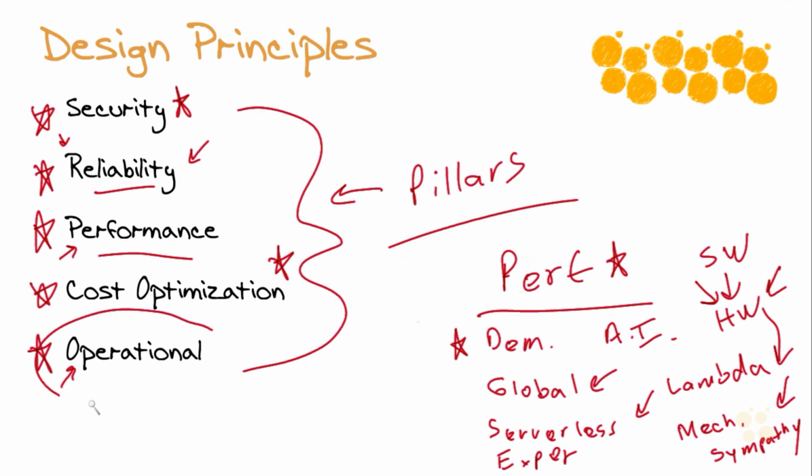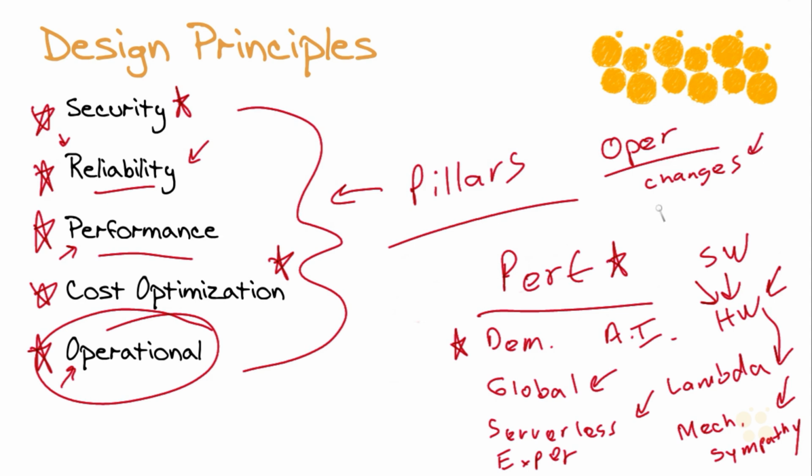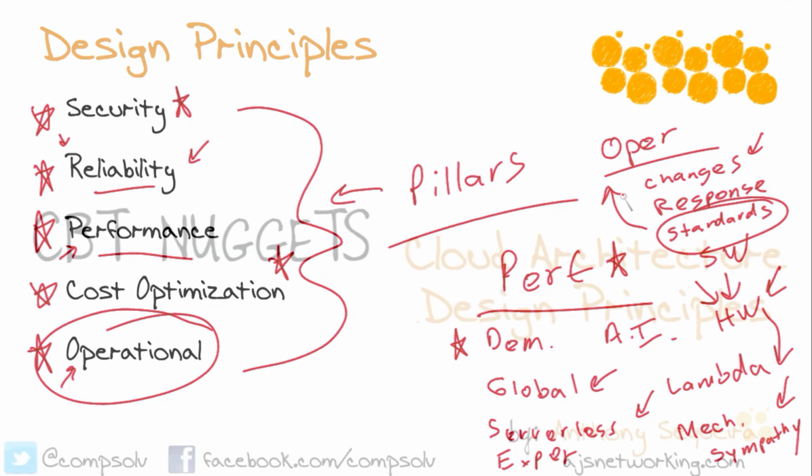So the last one I wanted to elaborate on with you in this nugget is the operational pillar. Things we can do here is, once again, make sure we are managing changes and even automating changes that we need to make in our infrastructure, making sure that we have a great response time to problems that might exist in our infrastructure, and finally, designing to the standards, the best practices that Amazon Web Services makes available to us so that we can ensure great operational performance of our resources.